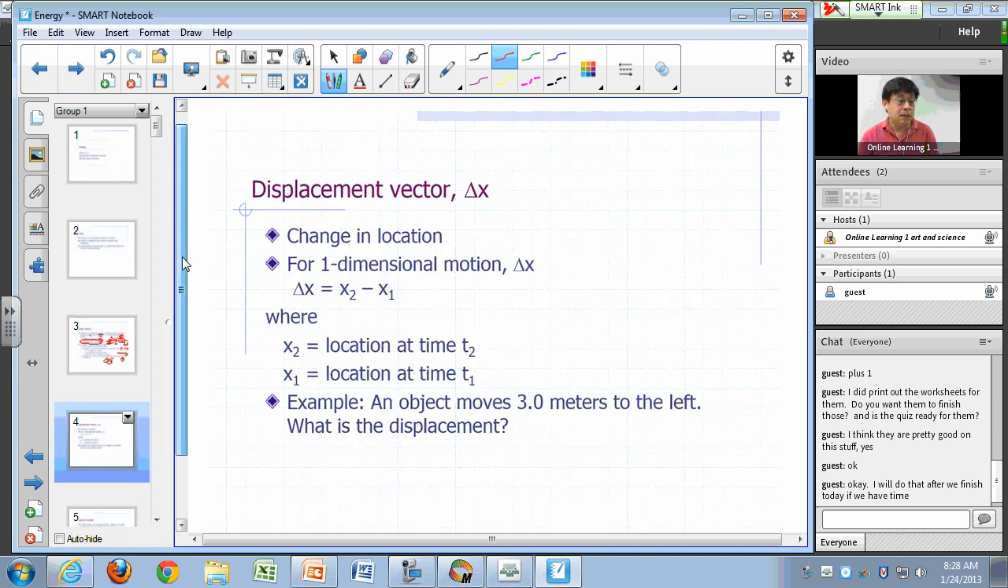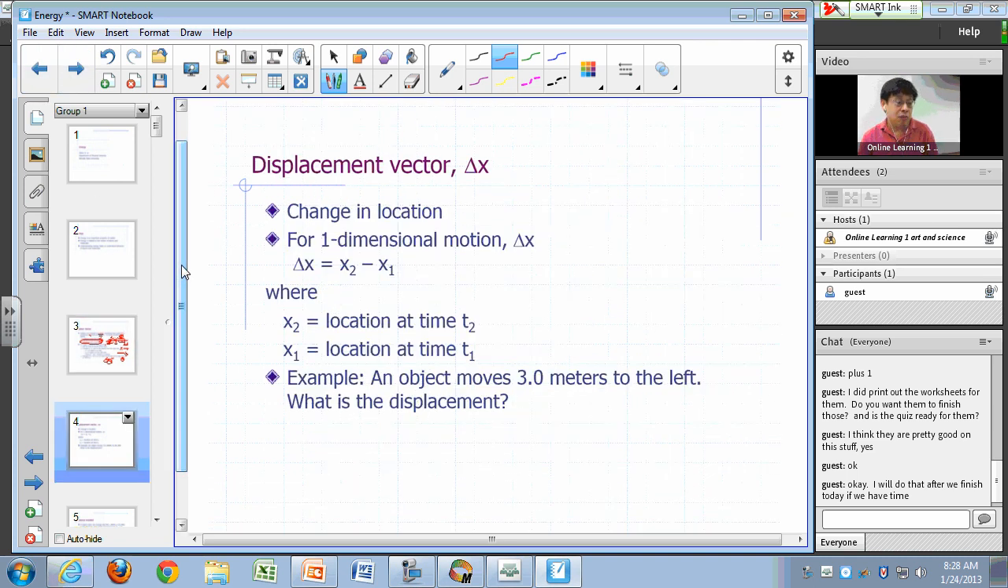Now, displacement is a change in location. So we say something is moving if it changes location. For one-dimensional motion, we're just talking about motion on a straight line, okay? Because, like I said, we live in a three-dimensional world. You have to specify which way right, which way north-south, which way up and down. So that's 3 dimensions to specify an actual location. Like I said, we're just going to focus on one-dimensional motion.